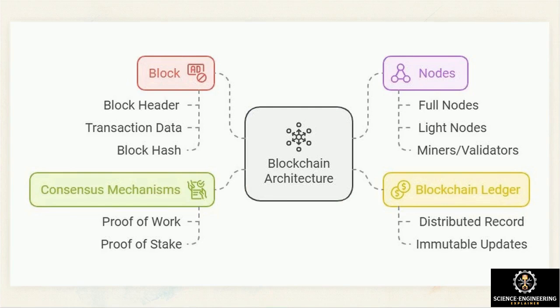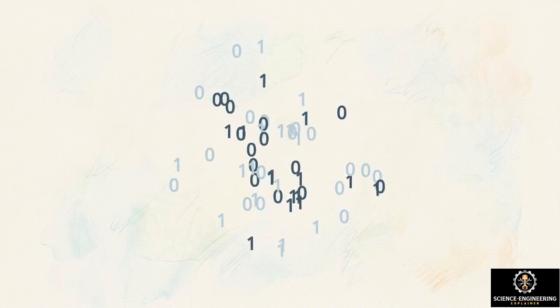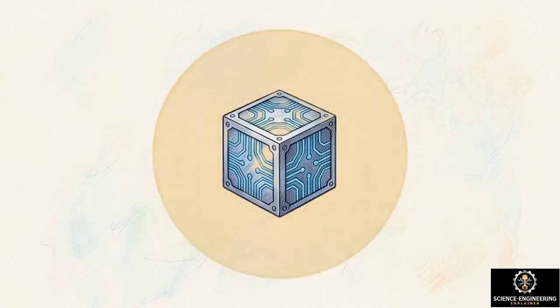Looking at this system, you can see it relies on 4 mandatory pillars to function: blocks, nodes, consensus mechanisms, and the blockchain ledger. To understand how this architecture guarantees data immutability without a database administrator, we have to construct the system from the ground up, starting with its base mathematical building blocks.